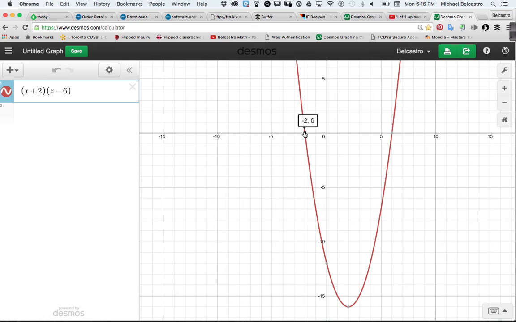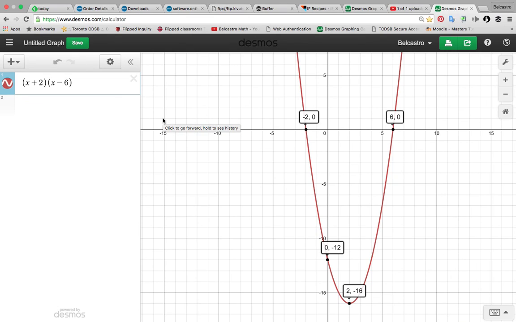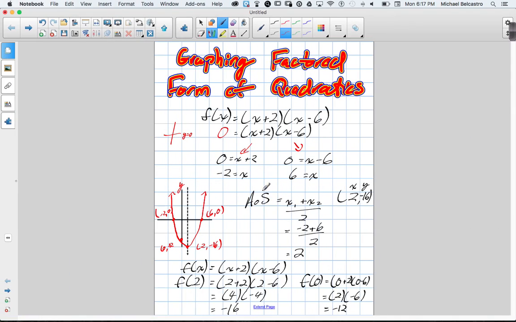One of the x-intercepts was negative 2. Another was 6. The vertex is 2, negative 16, and the y-intercept was 0, negative 12. And now you can use that information to essentially graph or transform or do whatever you need to with this question.